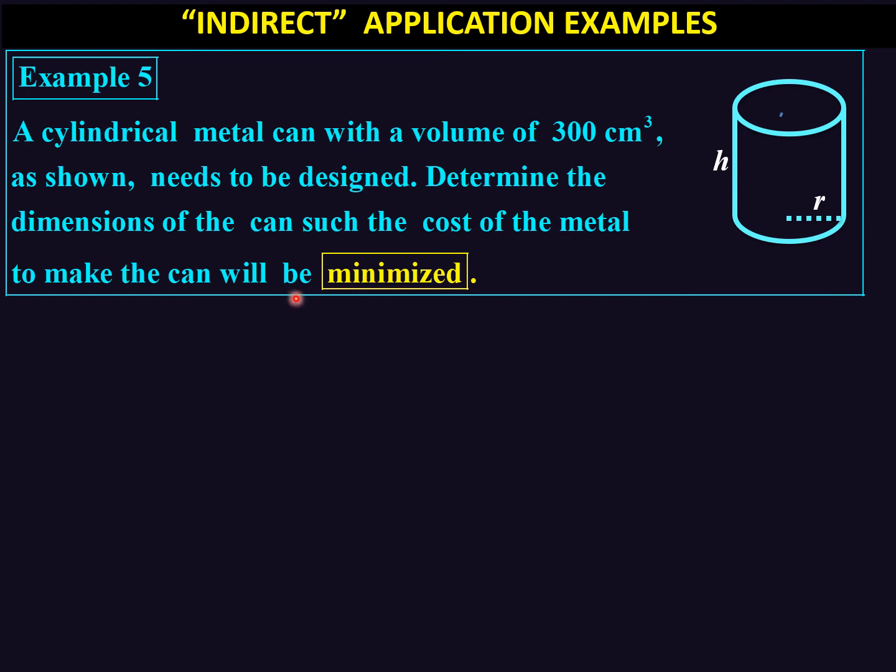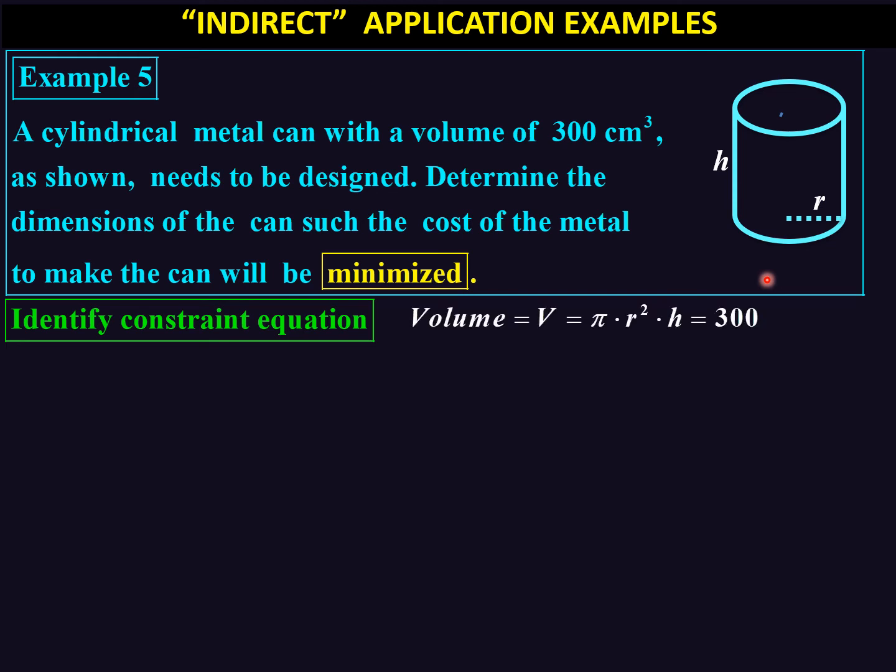Such that the cost of the metal to make the can is minimal, so we need to know the surface area of the can. Those are formulas you need to know. Let's identify the volume. Volume is, that's correct, pi r squared h. That's 300. Which one now would you make the subject? That's correct, preferably the h. Then what do we want? What's our objective?